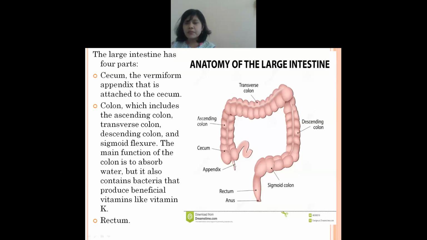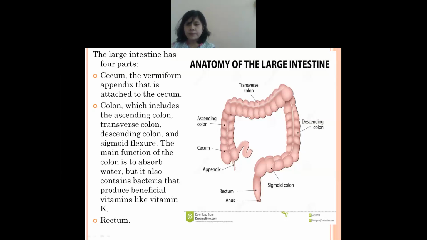Now let's see cecum. The cecum is situated near the appendix. This is your appendix. Also, you can say it's vermiform appendix. Vermiform means what? They are thin and they are long. It is straight and it's long. So that's why this one is vermiform. So the cecum is situated near, or attached to, the vermiform appendix.